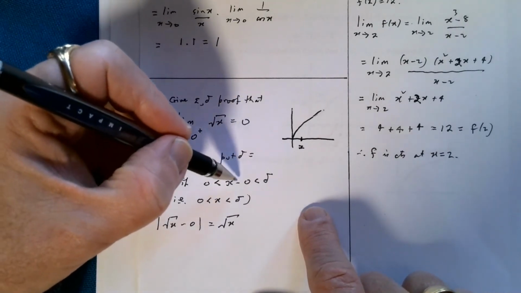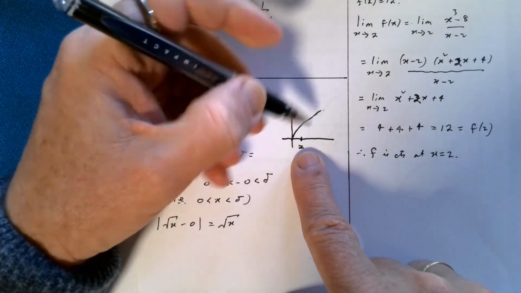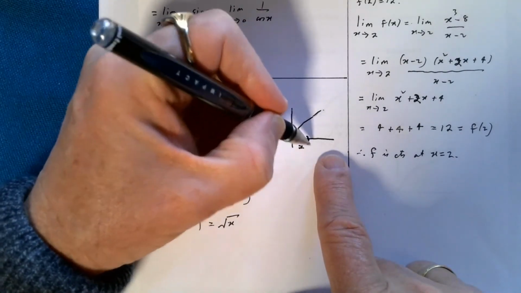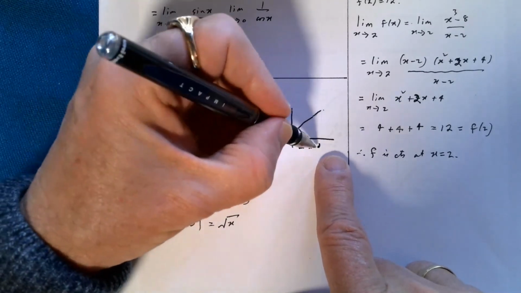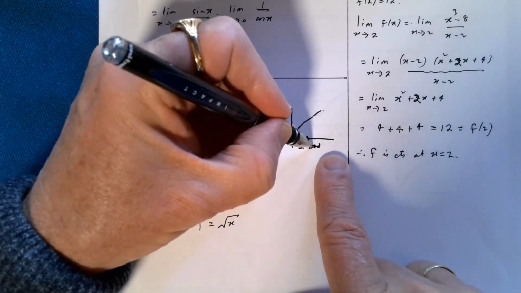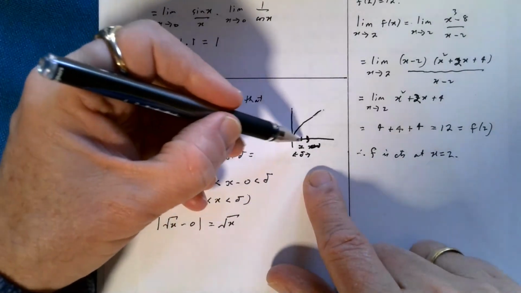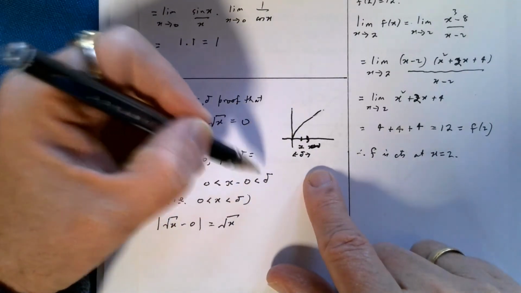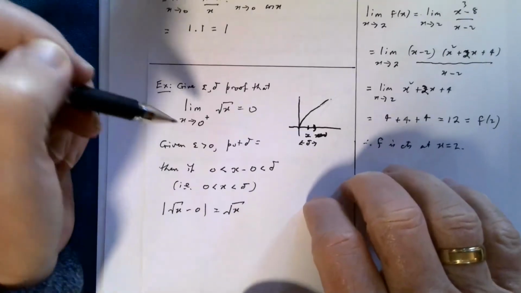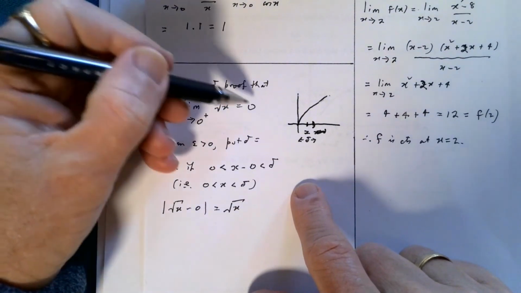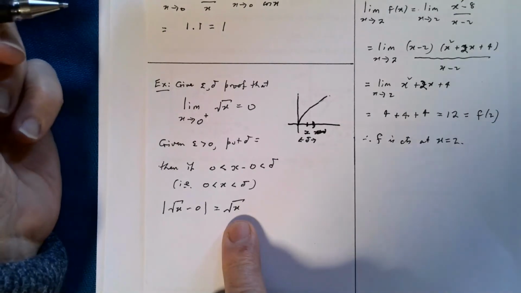Then if x minus 0, that's this 0 here, if this length is less than delta, so this width here is going to be of width delta. So if I'm within delta of the origin, if x minus 0 is less than delta, i.e. that's the same as 0 less than x less than delta, then I want the difference of this minus its limit. Well, that's just equal to the square root of x.